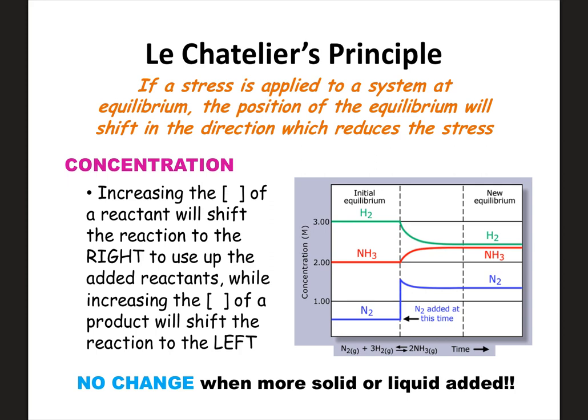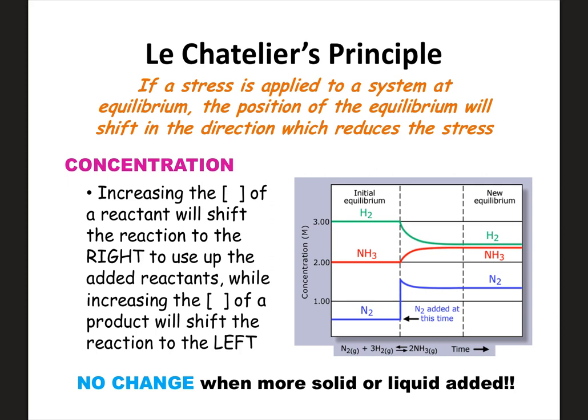Let's look at concentration first. If you increase the concentration of a reactant, so you have more of a reactant, the equilibrium is going to shift the reaction to the right, essentially forming products in order to use up the added reactants. Then if you increase the concentration of a product, so now you have too much product, the equilibrium is going to shift to the left to use up the product that you just added to reach that new equilibrium.